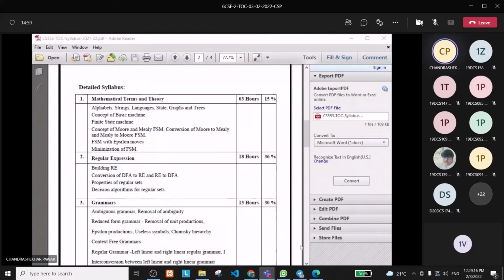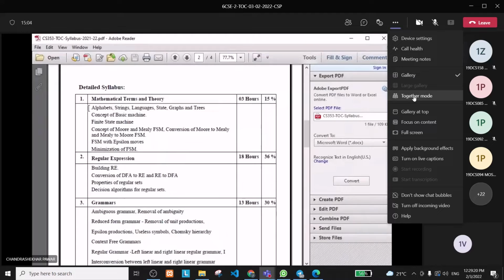PDF is visible to everyone. Yes, sir. Yes, sir. So unit 1 is complete.